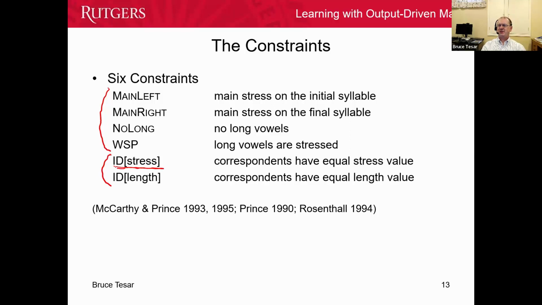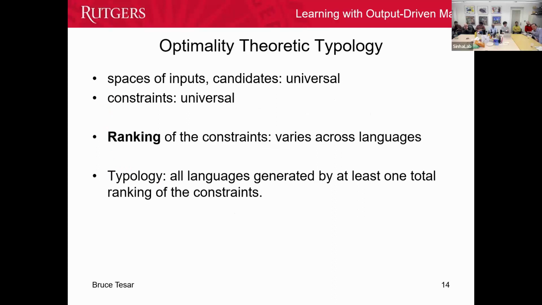What those names mean? Yeah, I have one follow-up on this. What dictates the order of these six constraints? Why do you start with WSP?